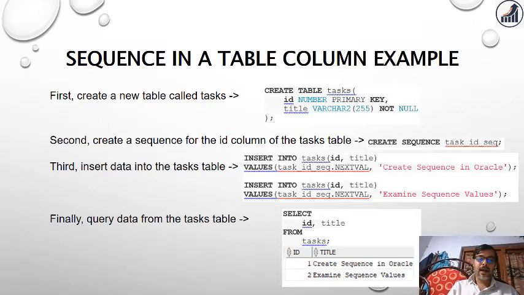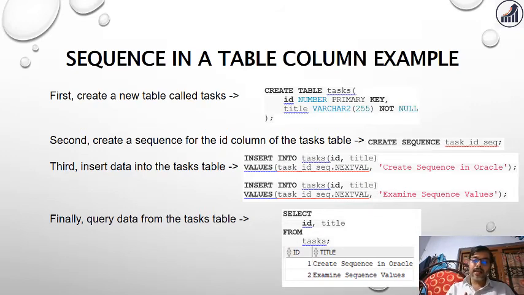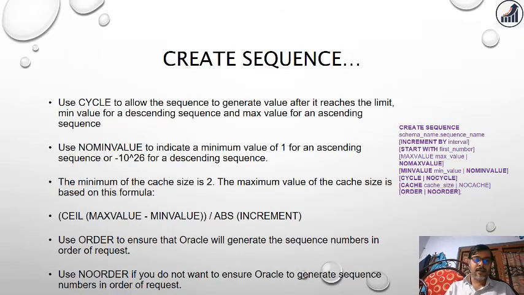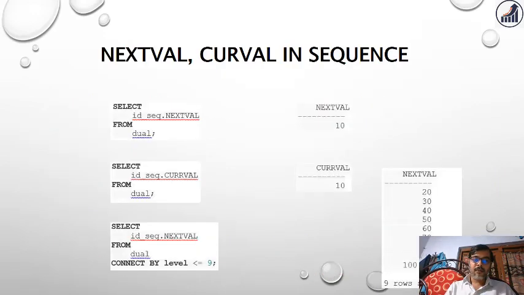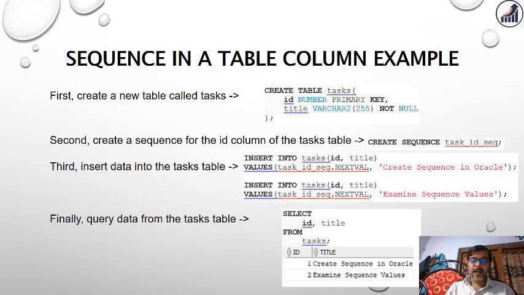Finally, query the data from the task table like this: select ID, title from task. If we show the values, it will show that ID starts from 1 and is incremented by 1, and we have inserted two values, 1 and 2. So at the time of create sequence, we said that the default value of increment is 1 and the default value of start is also 1. That's why the next value starts from 1 and increments by 1 by default.